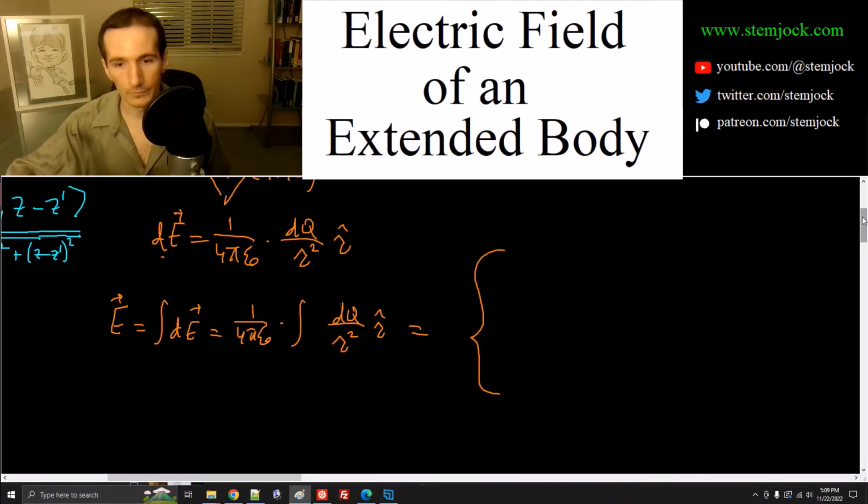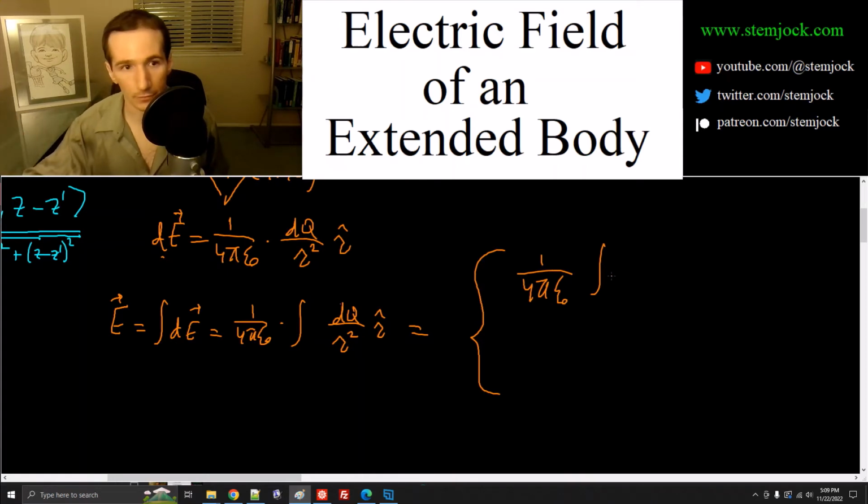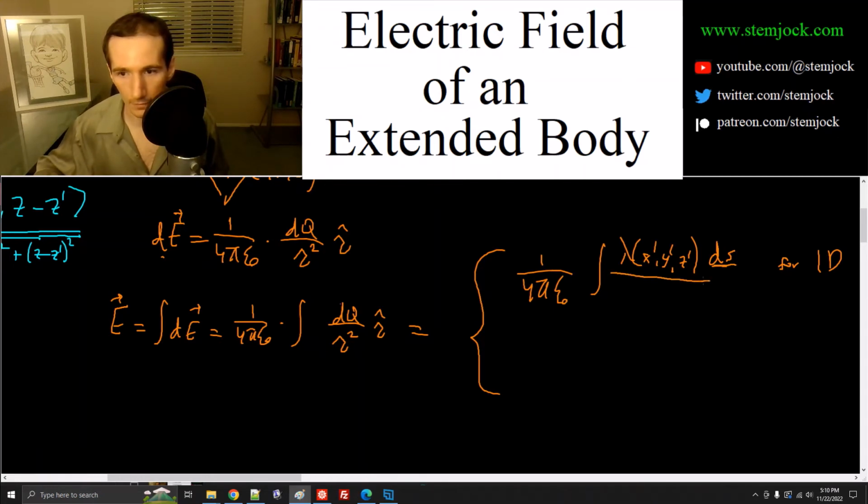So in one dimension, we use a linear charge density, lambda, and multiply that by a differential of arc length ds. ds in this case, so this is for one dimension, ds is arc length, and we divide it by r squared and then multiply it by r hat.